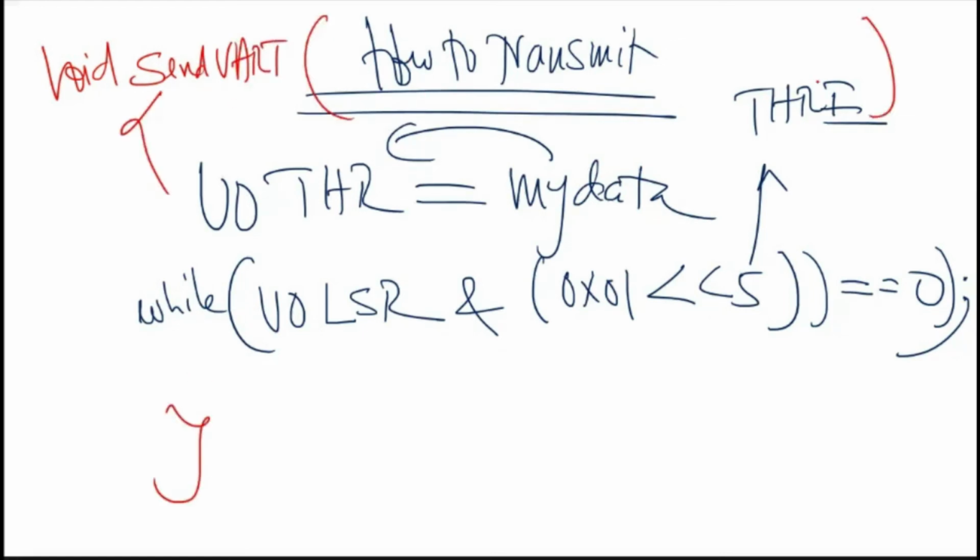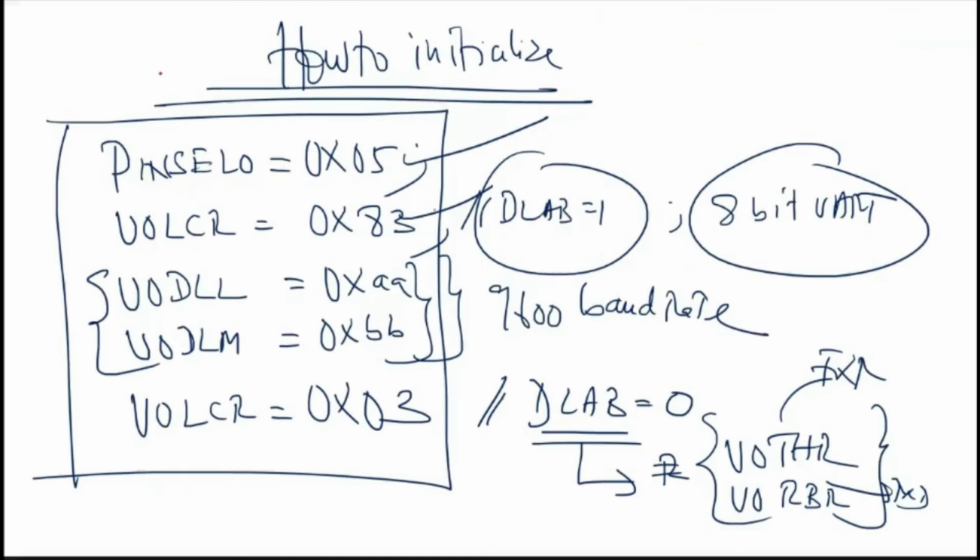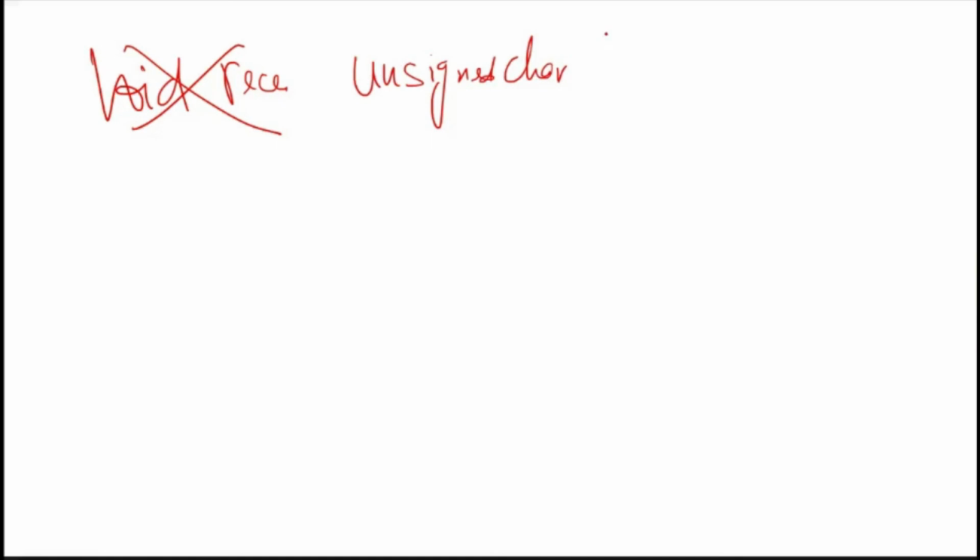Send UART. What is the parameter it takes? Unsigned char my data. This my data I pass. This I pack in the form of void init UART. Last but not the least comes the receive data. In this case, it returns a value: unsigned char receive UART. It doesn't take any parameter.